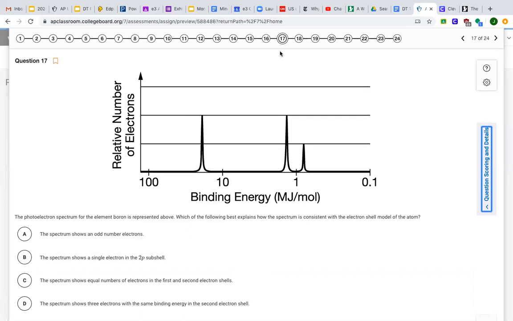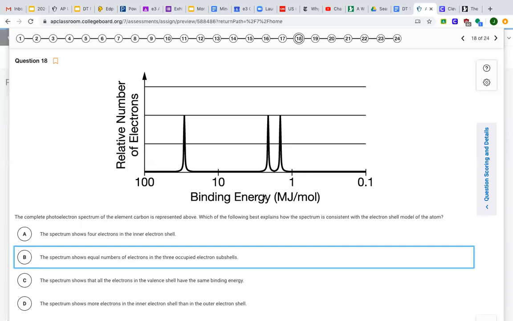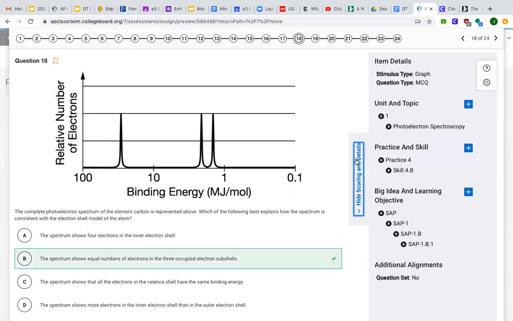Okay. And then number 18, the complete photoelectron spectrum of the element carbon is represented above. Which of the following best explains how the spectrum is consistent with the electron shell model of the atom? Okay, what do we get here, guys? B is the only one that kind of makes sense. B. Yeah, I agree with that. Yep, that was the only one that I liked too. So there we are. Good job.